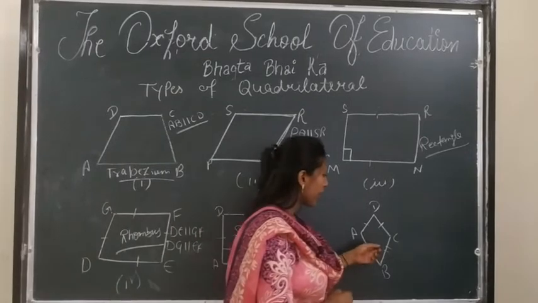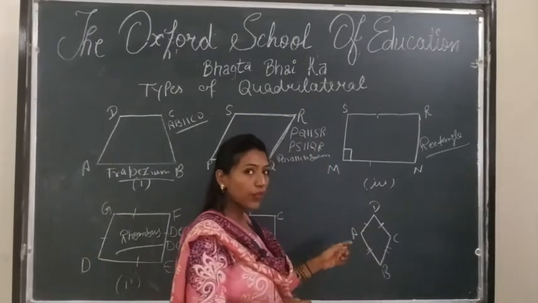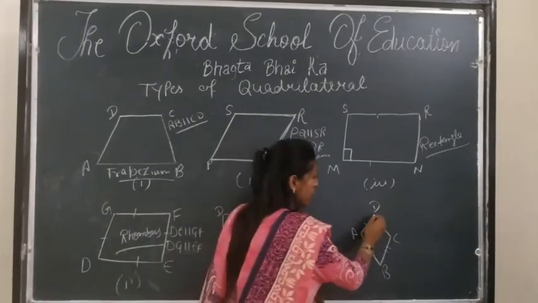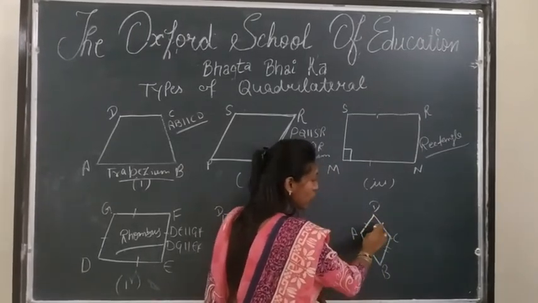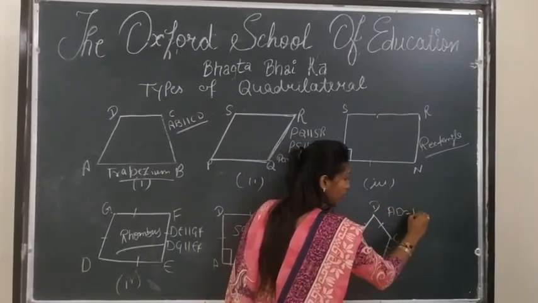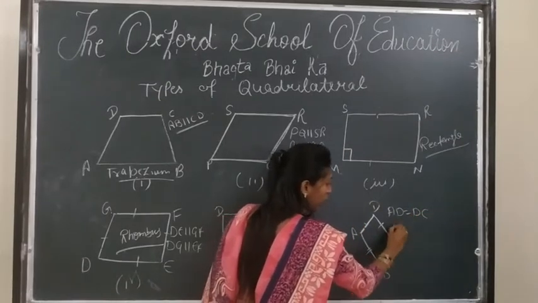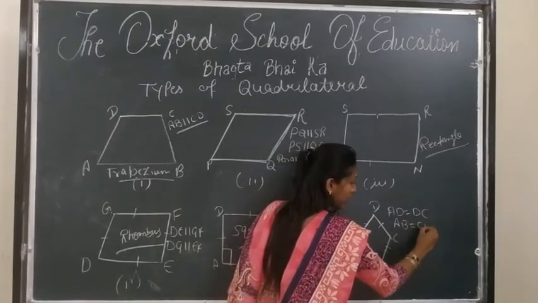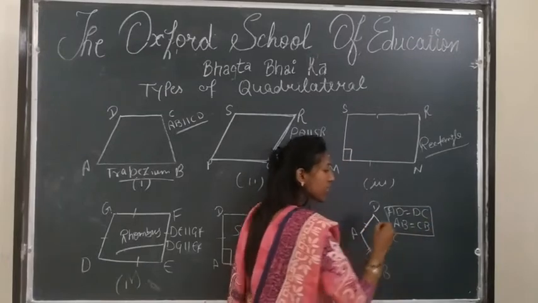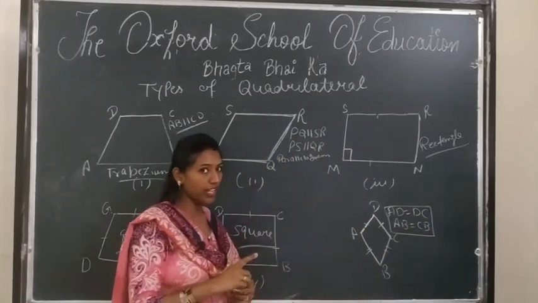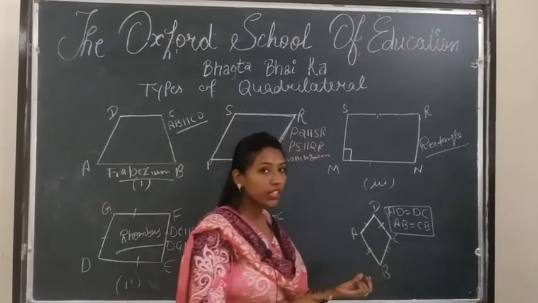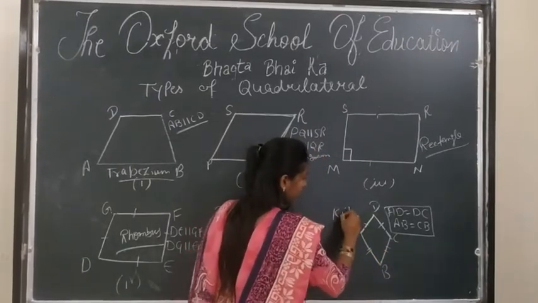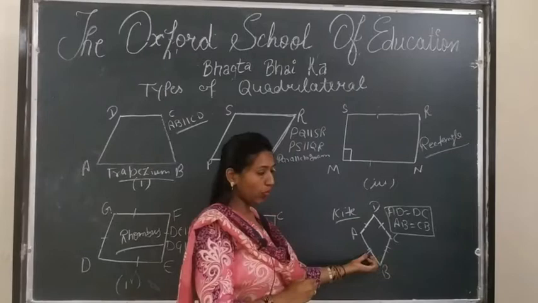Now here both pairs of adjacent sides are equal. Sides AD and DC are adjacent and also equal. AD equals DC and AB equals CB. Here adjacent sides are equal, not opposite sides. So if adjacent sides are equal, then it forms a kite. This is not a parallelogram.